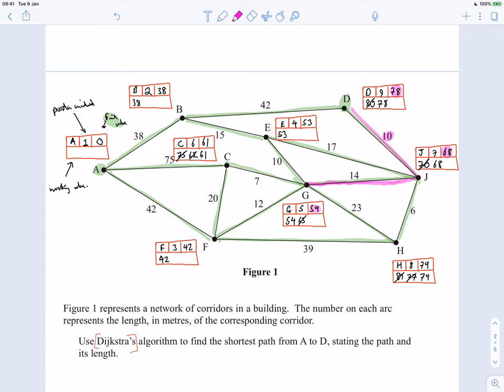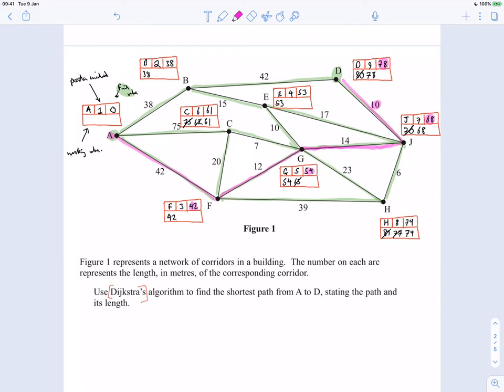And then I think we can more or less trace this back by eye. 54 minus 12 does give us 42. And then 42 at F minus this 42 equals A. So it looks like the shortest path is from A, then to F, then to G, then to J, then to D. And the weight of it is just 78.